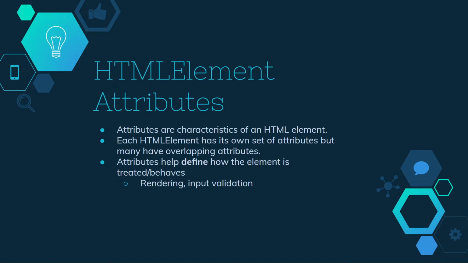So attributes help define how the element is treated or behaves. That's like rendering or input validation. Again, you can change the height or the width. That's how you're telling the HTML displayer or parser, whatever you want to call it, how to render that particular piece of content, changing the width and the height. We can also change the behavior, right? And we're going to see lots of examples with input.